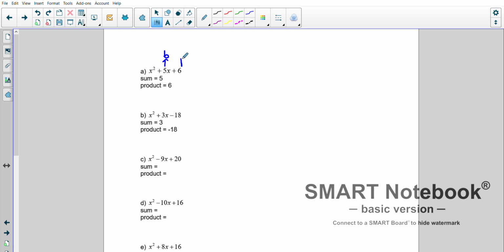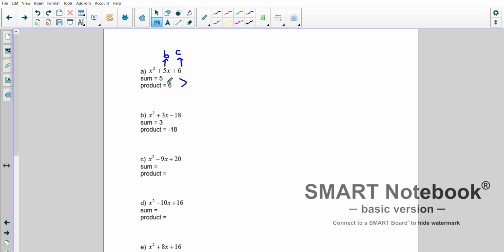This is the C value. This number equals 1. So I need two numbers that add up to 5, the B value, and multiply to 6. So what are those numbers? Some people take a while to run through this, but you're probably just going to have to sit back and think for a bit.